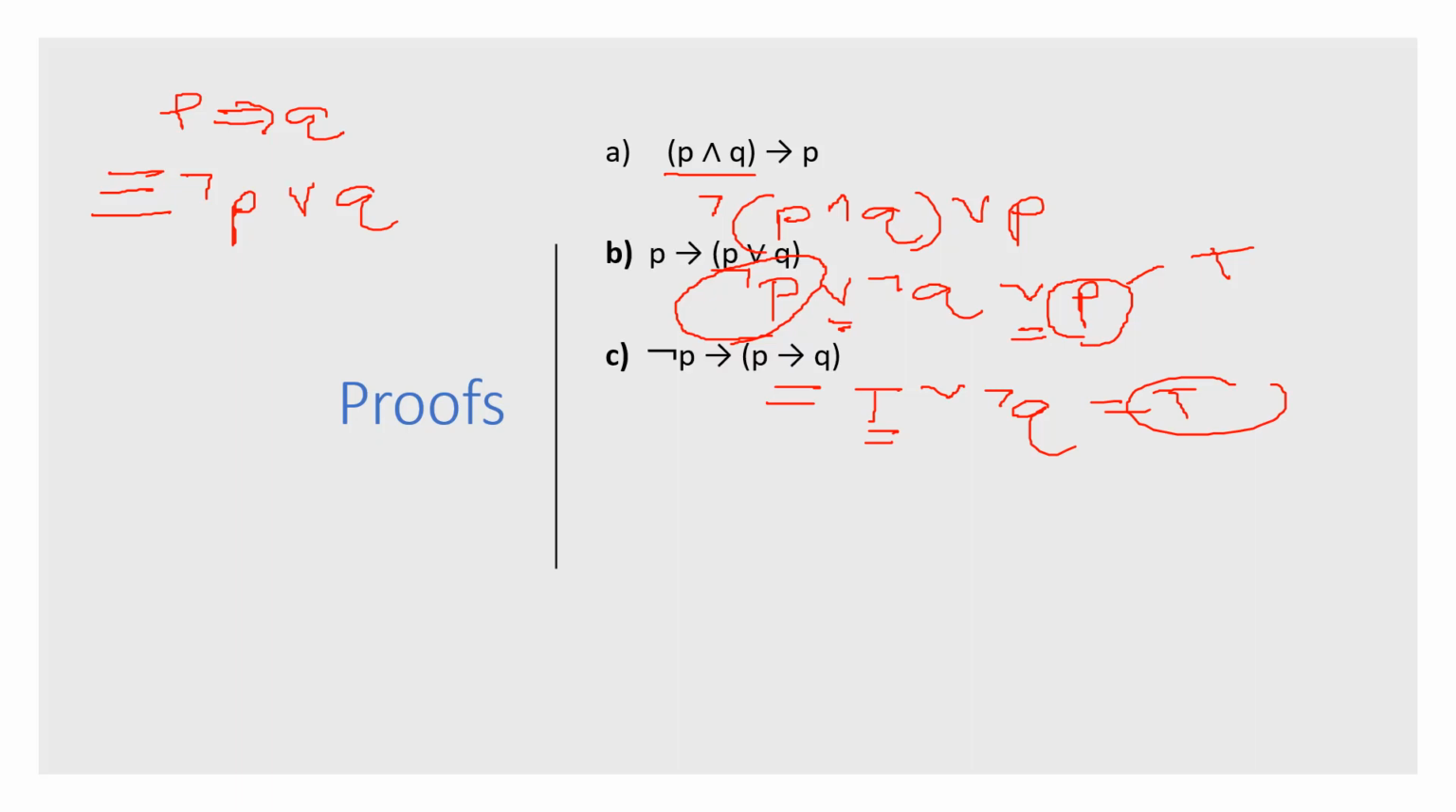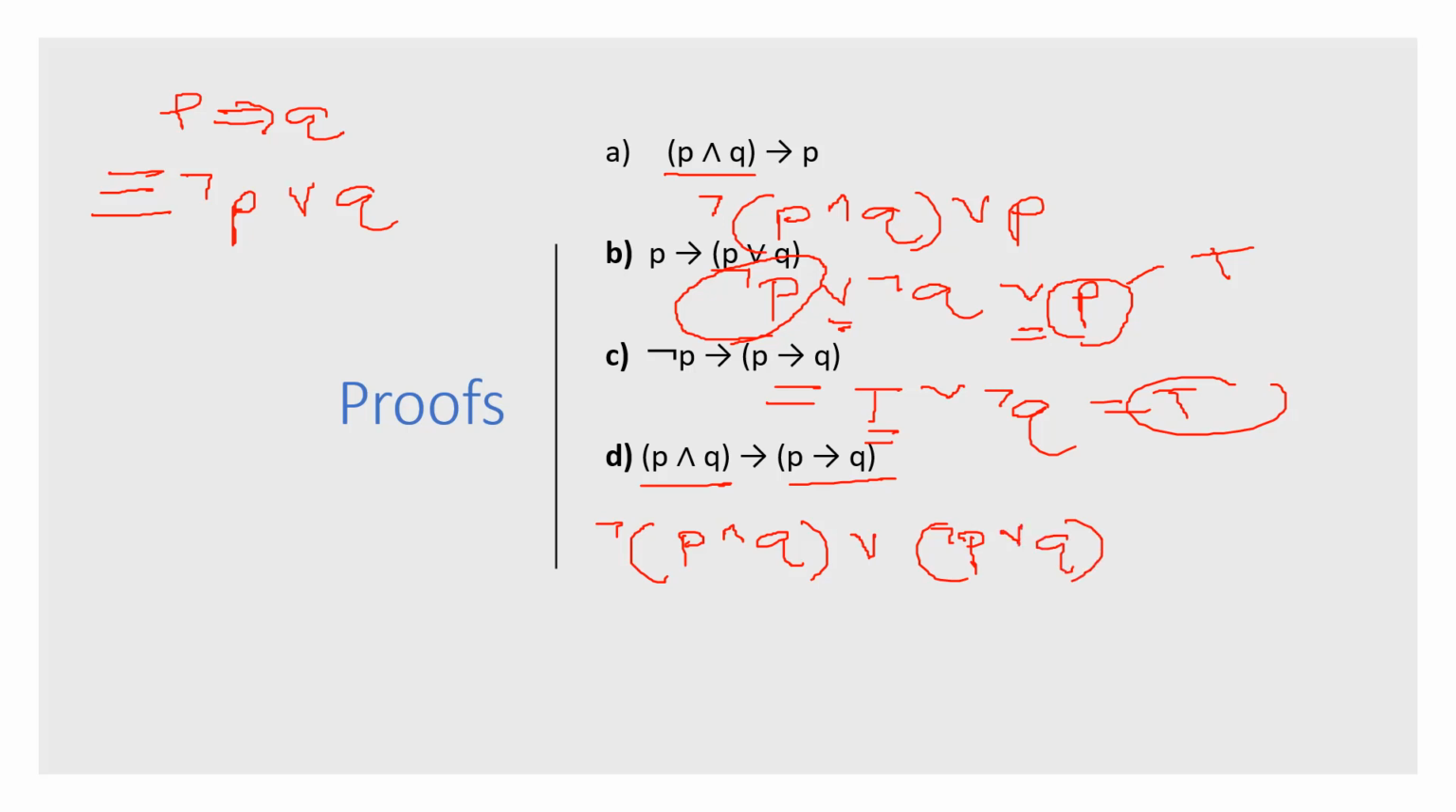Let's take a look at another one. Let's take a look at this one here. So let's see what we can come up with here. Again, we're going to think about this as the left-hand side, so we're going to negate that: not (P and Q), or this side here. But this side also, we're going to try to convert it to that. That's not P or Q.